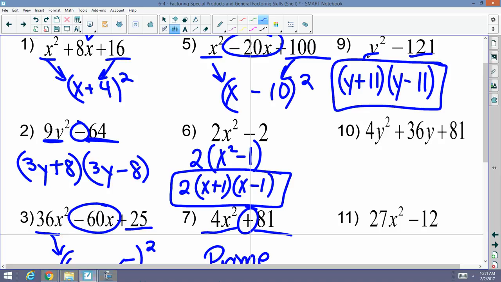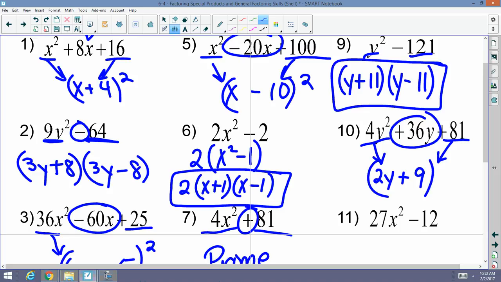Okay, 4y squared, is that a perfect square? 81, is that a perfect square? Let's see if it works and becomes a perfect square trinomial. So the square root of 4y squared is 2y. Square root of 81 is 9. What's 2y times 9 times 2? Does it work? Plus squared.